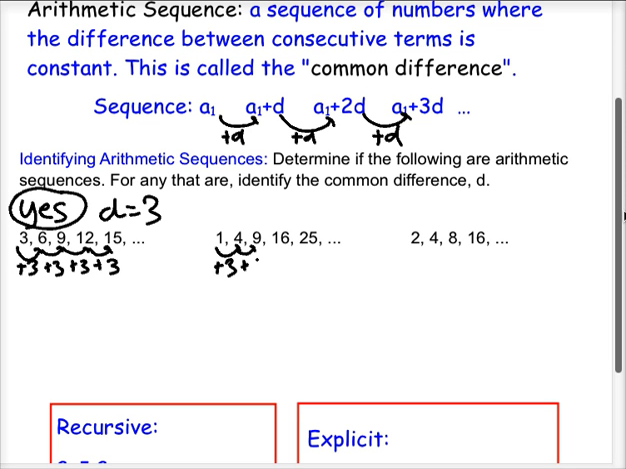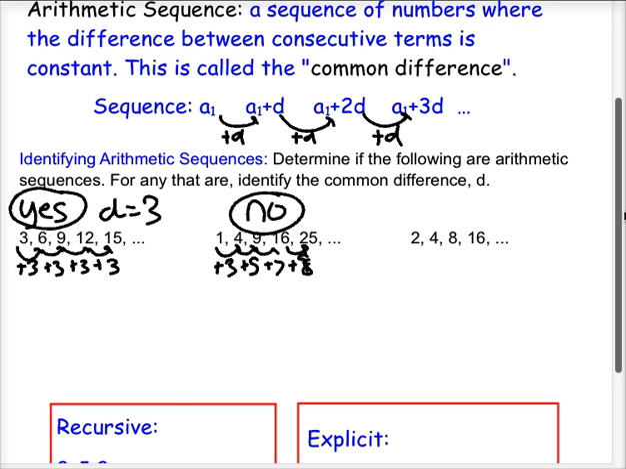4 to 9. Oh, uh-oh. This time we're adding 5. If you keep going here, we're adding 7. This time we're adding, sorry, 9. So this one is not arithmetic. You're not adding the same thing over and over and over again.